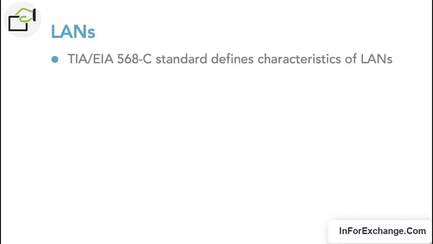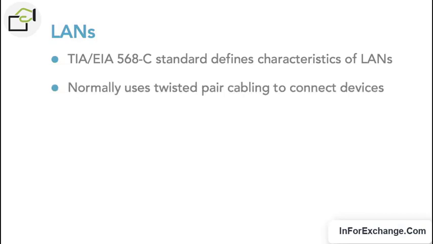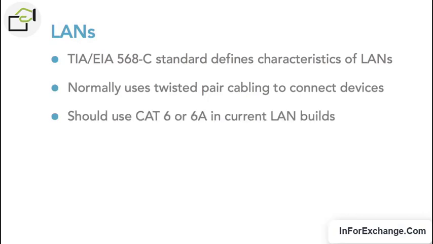The TIA/EIA 568C standard defines the characteristics that make up a local area network. LANs will usually use twisted pair cabling to connect the nodes or computers to a central device. If you're setting up a new LAN in a building that's just being constructed, or a building that's never had a LAN before, you want to be sure to use Cat6 or Cat6A cabling for the LAN.